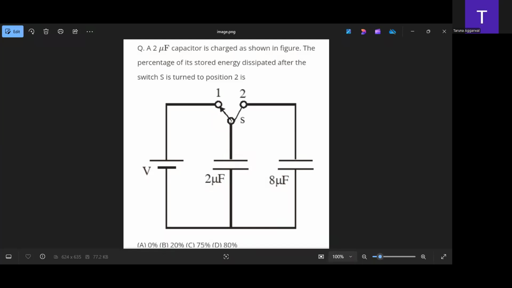Now, when the switch is moved to position number 2, the question is, what is the percentage of the stored energy dissipated after the switch S is turned to position 2, right? So the options are given: 0%, 20%, 75%, and 80%. Now, we have to determine the answer to this question. So, let's see the answer.